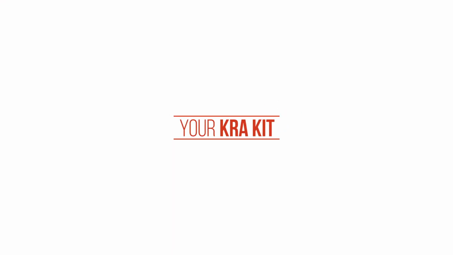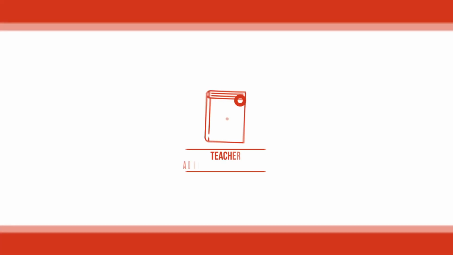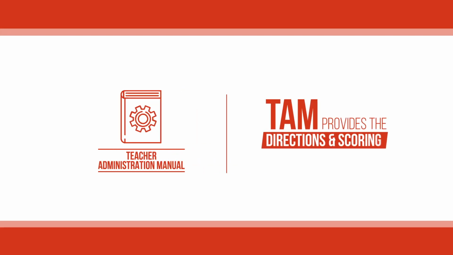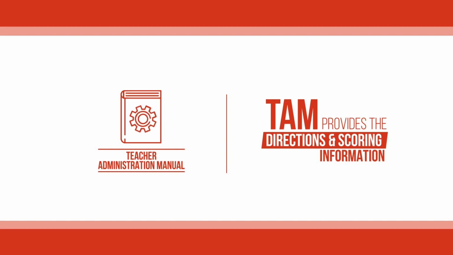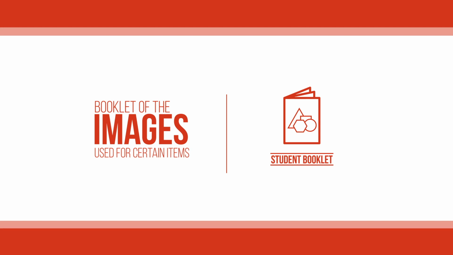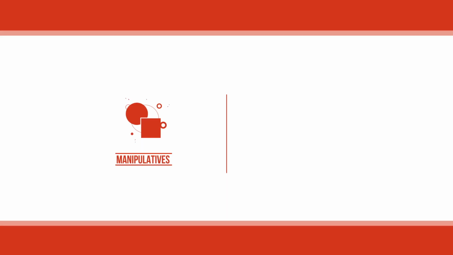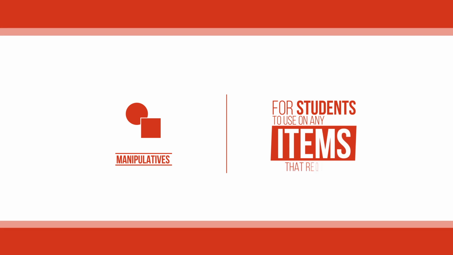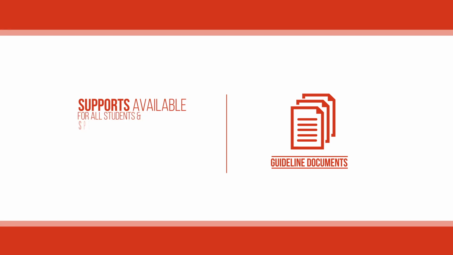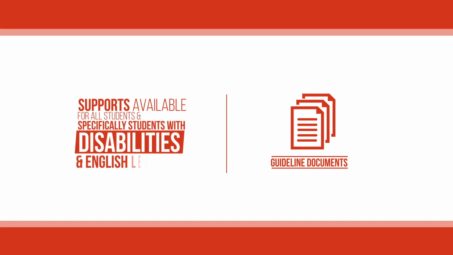Your KRA kit. Let's take a look at your KRA kit. Within your kit, you'll find a Teacher Administration Manual, or TAM, that provides the directions and scoring information for each item. A student booklet of the images used for certain items. Manipulatives for students to use on any items that require them. And guideline documents about the supports available for all students and specifically for students with disabilities and English learners.